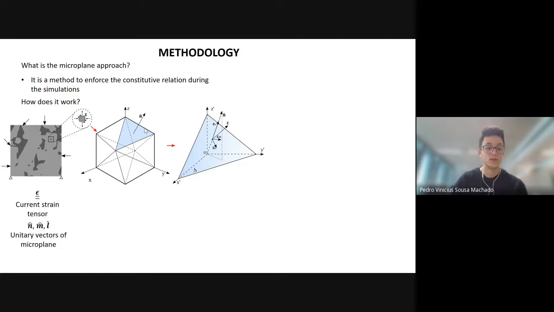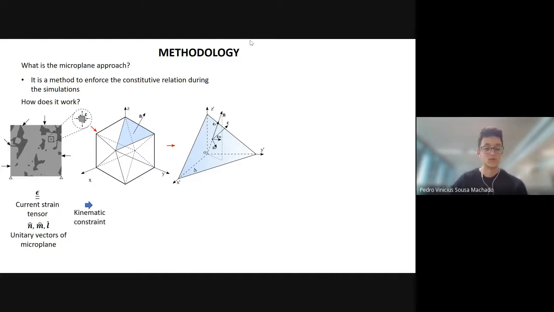We have the current strain tensor at this point, and we want to obtain the stress tensor at this point. So this is the final objective. How do we do this? We begin with the current strain tensor, and each of these planes has unitary vectors that represent the directions of the plane. We have three: n, which is the normal vector to the plane, and m and l, which are the shear directions on the plane.